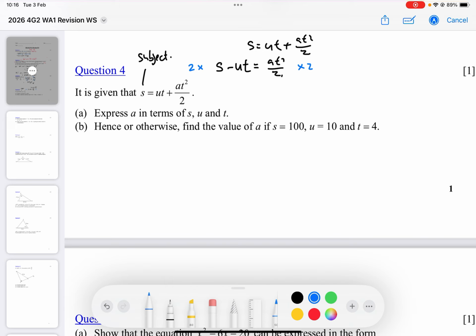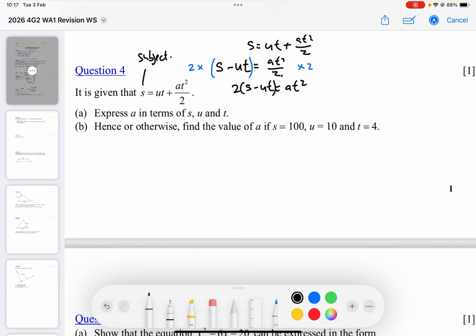So when I'm multiplying 2 to the left hand side, s and minus ut, I must multiply 2 to both of them. I must multiply to the entire left hand side. Okay, then I'll be left with 2 times s minus ut equals to at squared. And in the end, I want a. I don't want this a to multiply by t squared also.